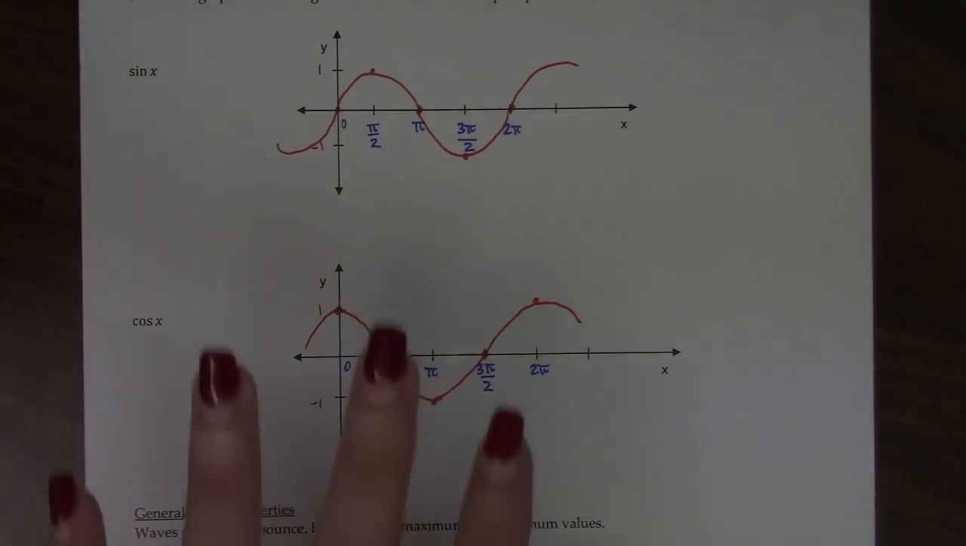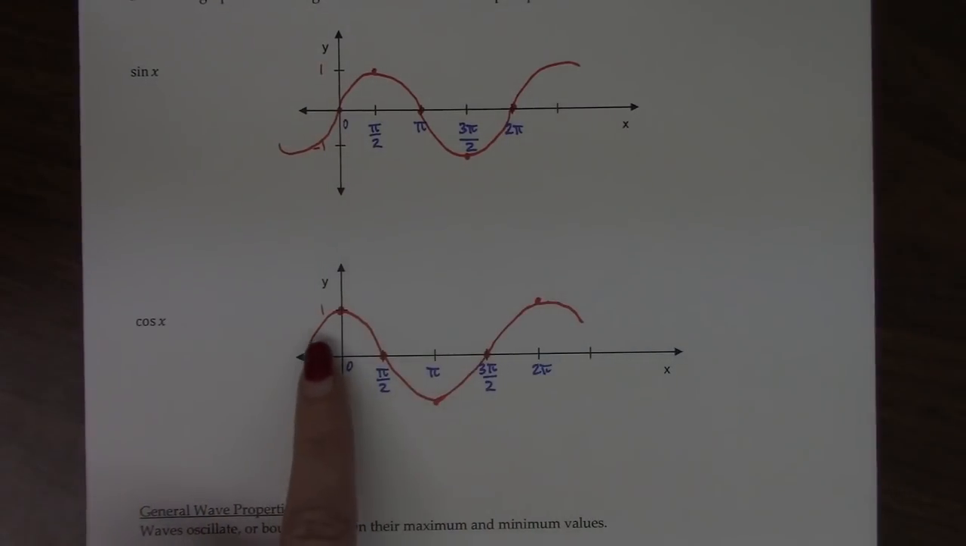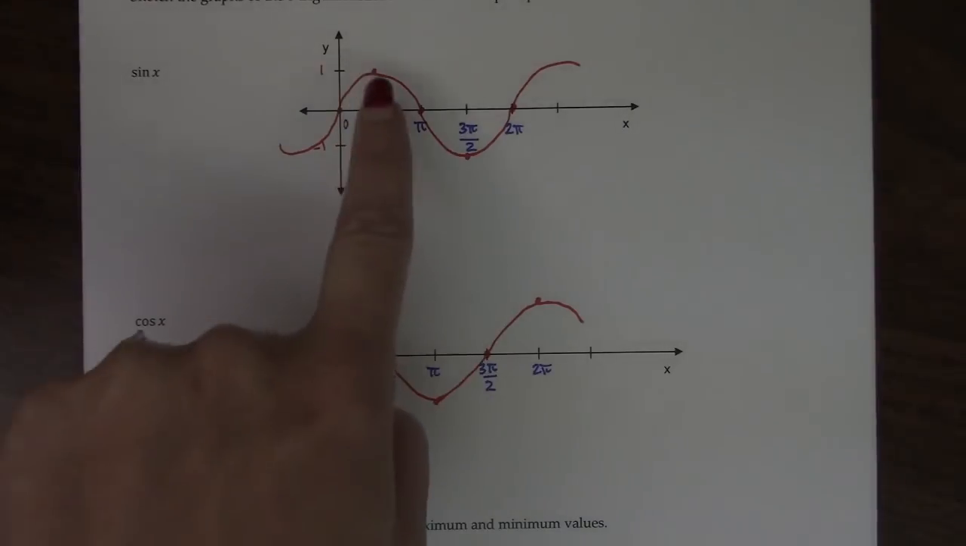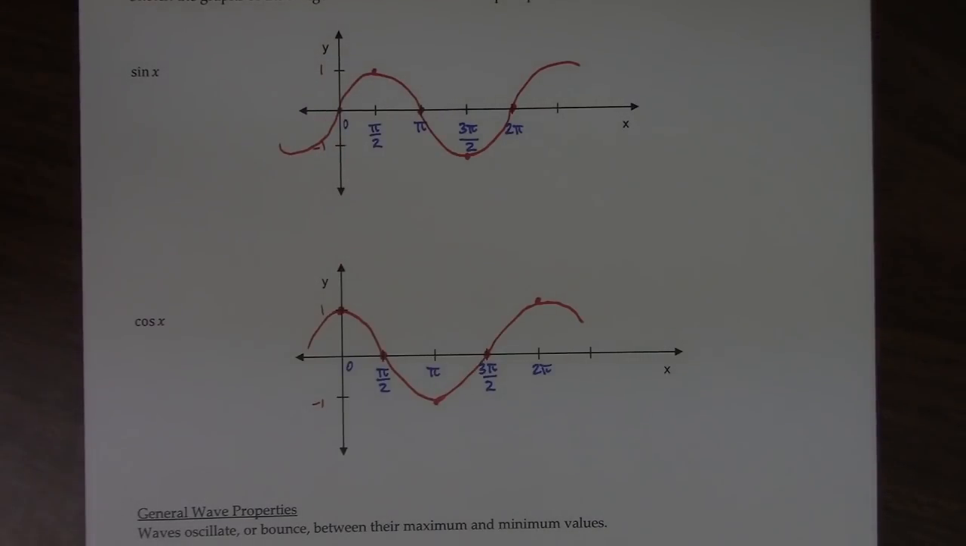We can see we get the same wave-like motion for cosine. These are actually the same wave. If I take this wave and shift it over pi over 2, it would line up perfectly with the sine wave. So cosine and sine are the same wave shifted by 90 degrees or pi over 2.